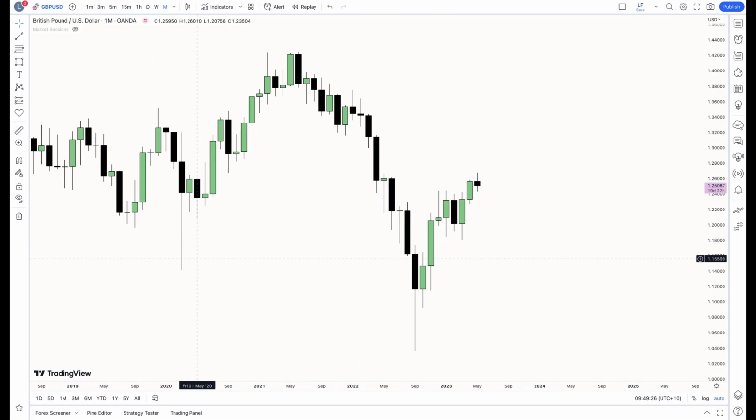I took this trade last night during the New York kill zone, and I wanted to show you guys my trade execution. So let's do it.